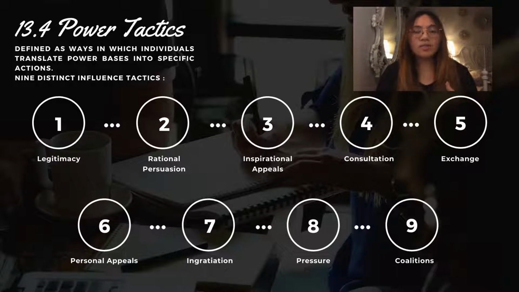And last but not least, we have coalitions, which means enlisting the aid or support of others to persuade the target to agree. Actually, every tactic will be effective in different situations. For example, rational persuasion, inspirational appeals, or consultation tend to be the most effective, especially when the audience is highly interested in the outcomes of a decision process.